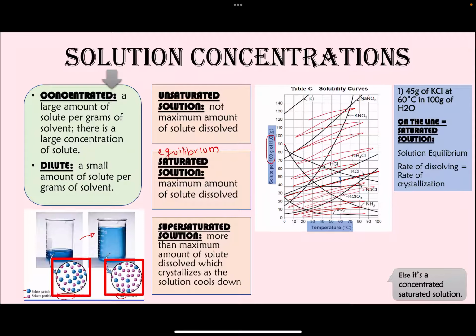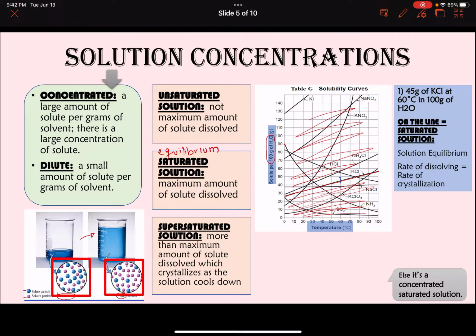So for number 1, we have a problem to think about. So we are saying that at this point we have 45 grams of potassium chloride at 60 degrees Celsius and 100 grams of water.